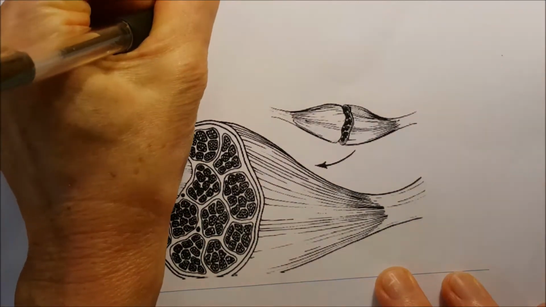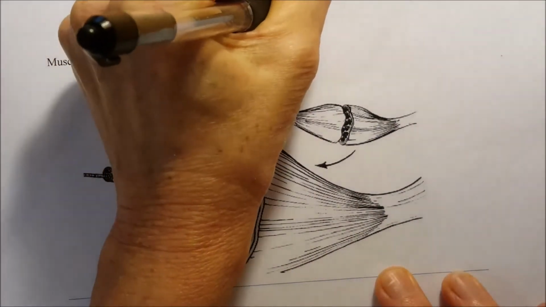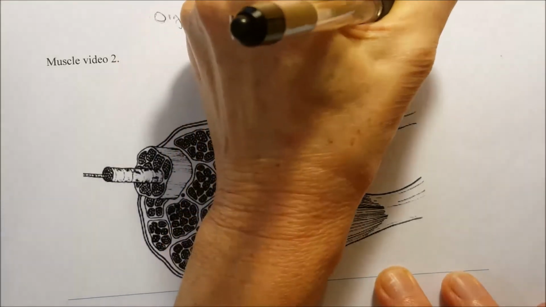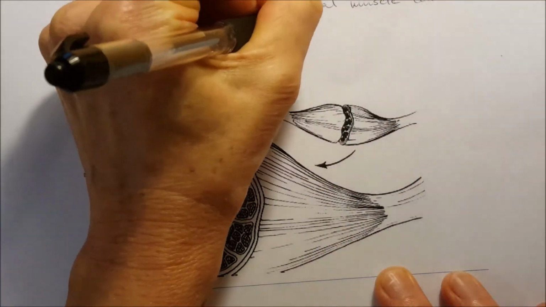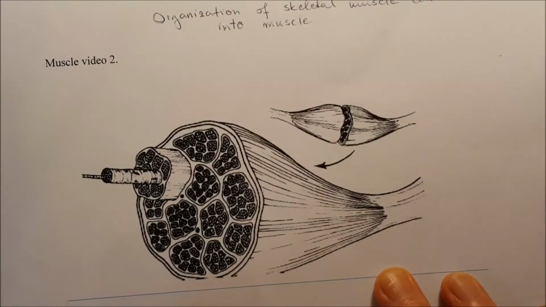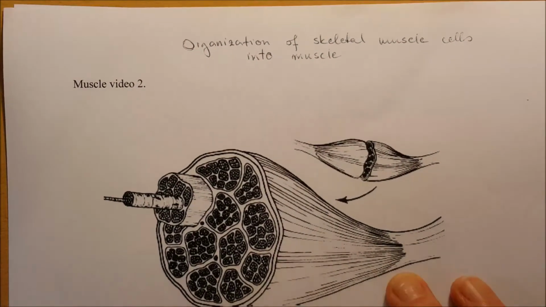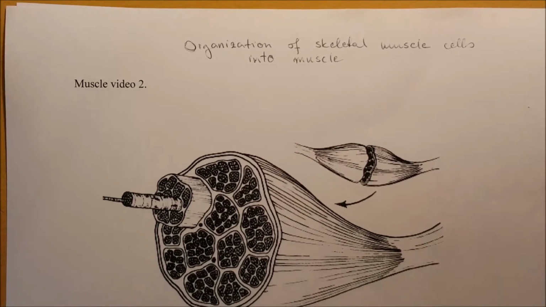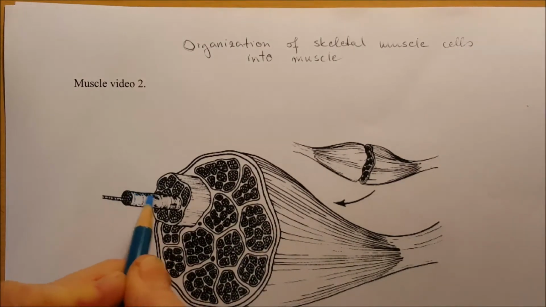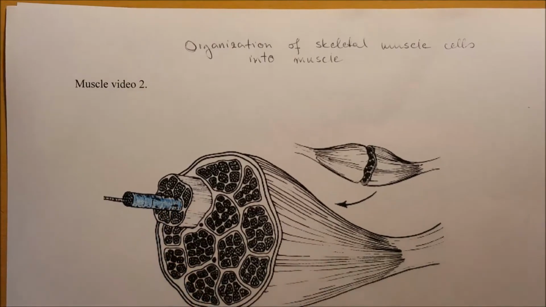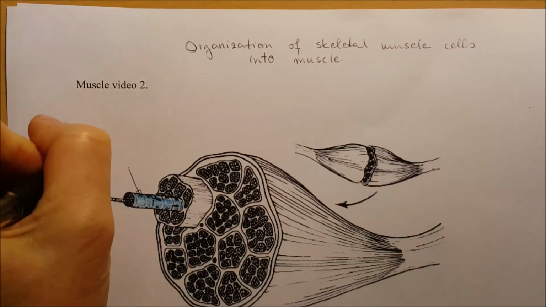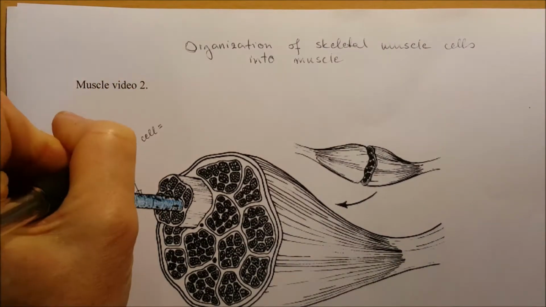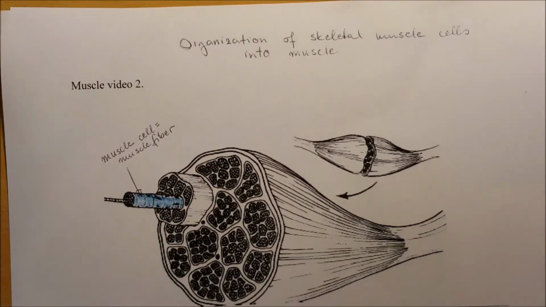So for now, let's talk about the organization of skeletal muscle cells into a muscle, into an organ. On the picture, you see the cross-section of a muscle. And let's start from the smallest one to the bigger structure. So what I'm coloring in blue is going to be a muscle cell, and in muscles, we call them muscle fibers. These fibers are not like the collagen fibers or anything like that.